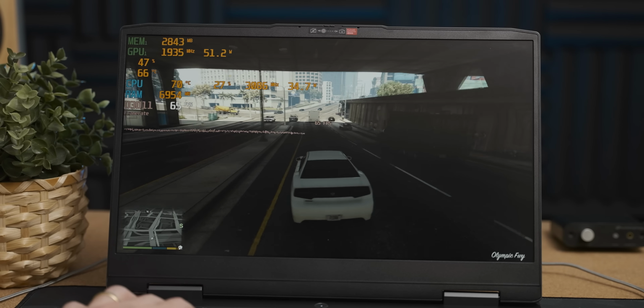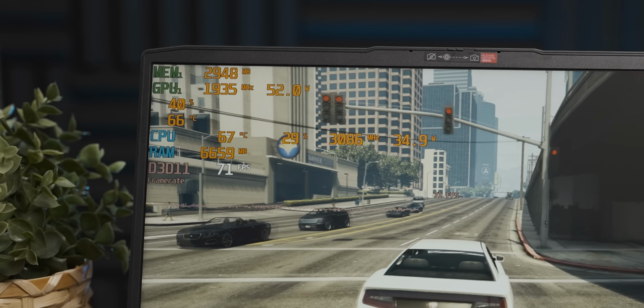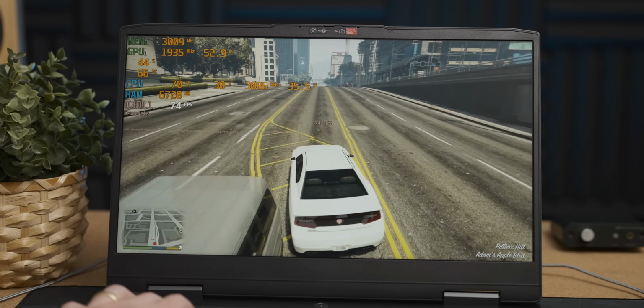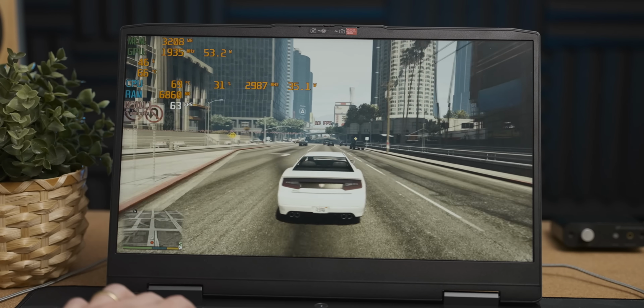In terms of temperatures though, it's pretty good. And it's not that jet turbine-y. You know, it's definitely audible, but it could be a whole lot worse.